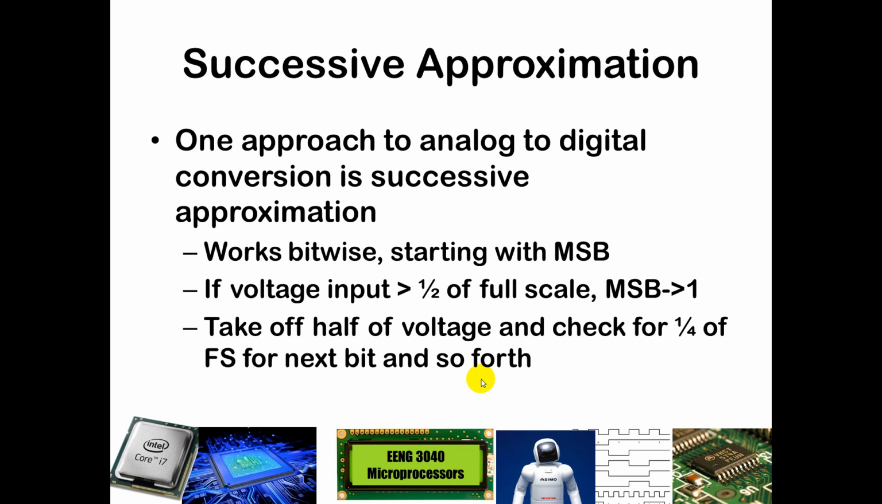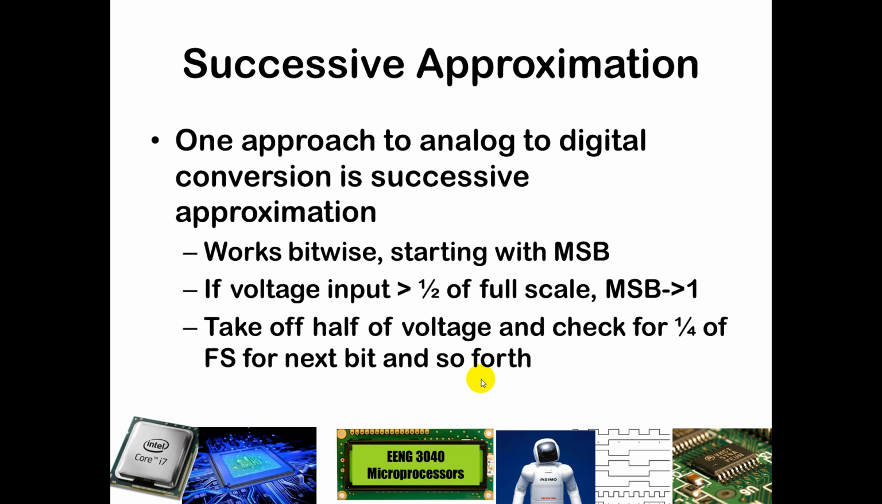Well, one way is to do what's called successive approximation. We talked about this in digital electronics last semester if you took that class with me. But the idea is that we're going to work one bit at a time. We're going to start with the most significant bit and determine if that needs to be a 1 or a 0 based upon the analog voltage coming in. And so if that analog voltage coming in is greater than half of our overall range, or that maximum full-scale voltage, then we're going to put a 1 in our most significant bit. If it happens to be less than that, then we're going to put a 0 in our most significant bit.